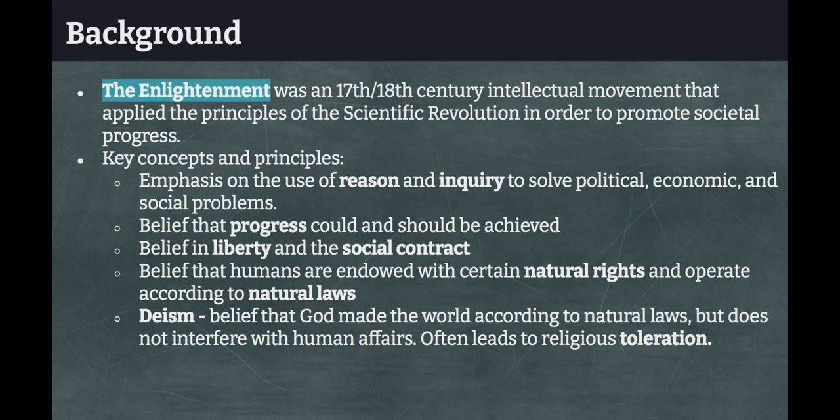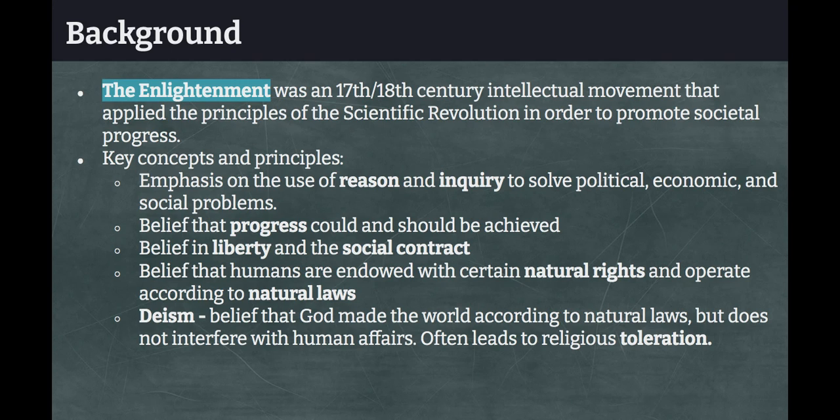All right, so first of all, what was the Enlightenment? Well, the Enlightenment was a 17th/18th century intellectual movement that applied the principles of the scientific revolution in order to promote societal progress. So essentially what these philosophers did is they looked at different aspects of human society, like politics and economics, and they tried to look at them using the same tools and methods as scientists, applying those same principles to solve human problems.